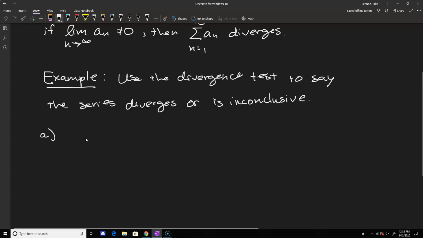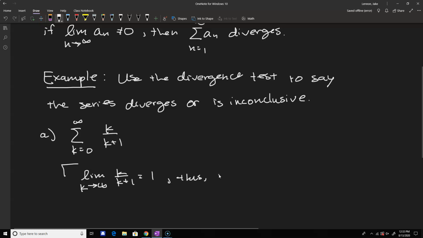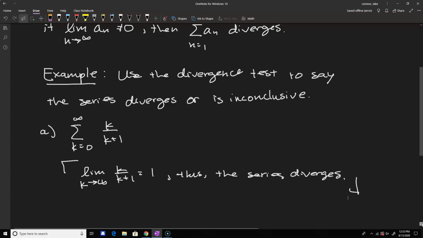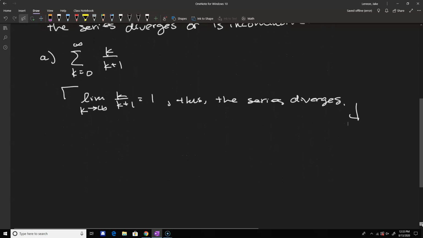So let's look at the series from k equals 0 to infinity of k over k plus 1. Basically, we just look at the limit. The limit as k goes to infinity of k over k plus 1, well, we know this limit just goes to 1. So thus, the series diverges. Anytime that limit of your terms is not equal to 0, you can immediately say by the divergence test that the series diverges.